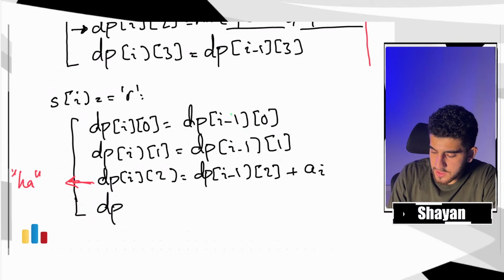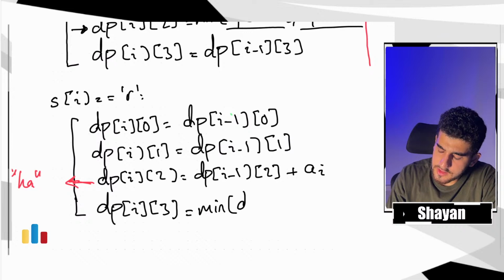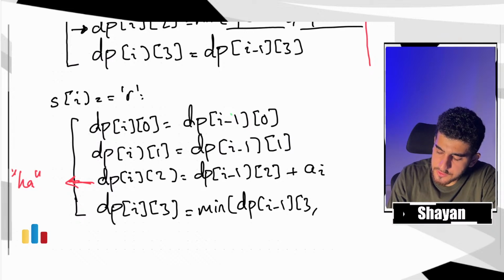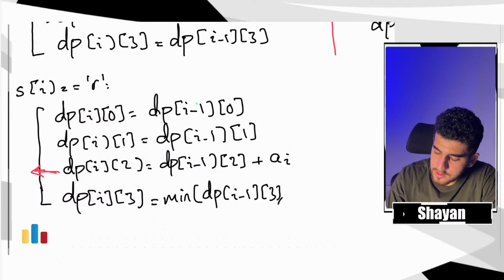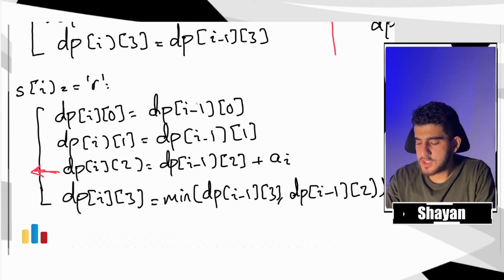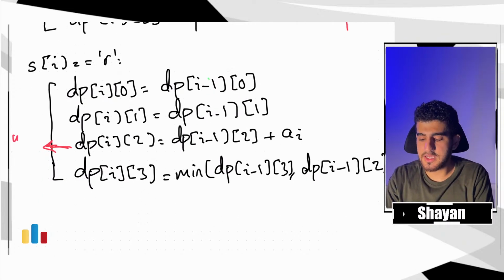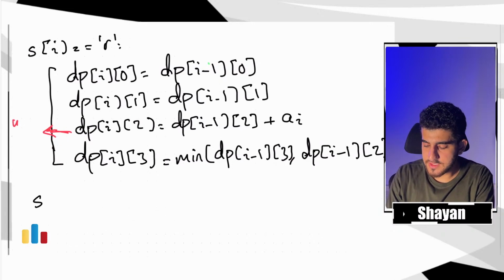But what about dp of i and 3? There are two cases. Either previously we were at dp of i minus 1 and 3, or previously we were at dp of 2, and now this R is added, and we are at state 3. So these are these two cases. And with this we can calculate everything. So this is for the case where it is R.